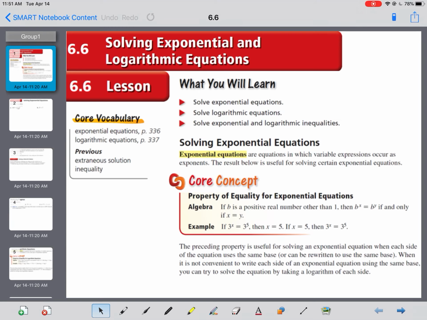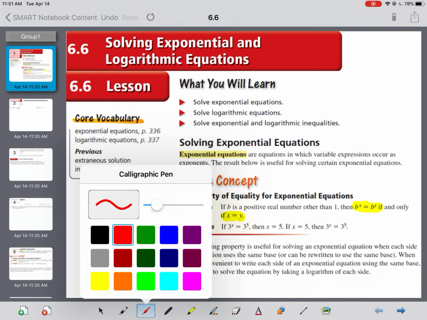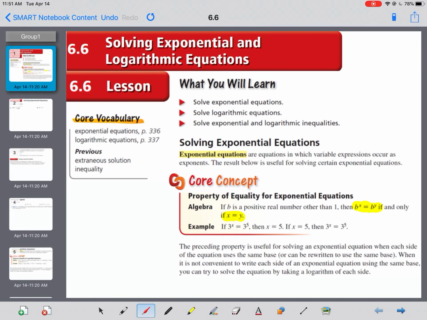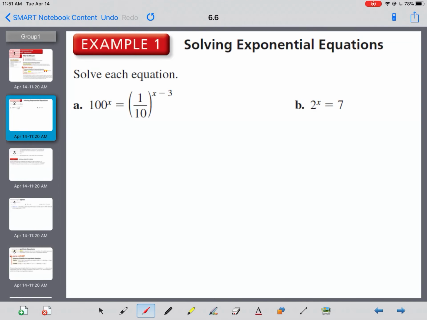each other. The first thing we need to know is the property of equality for exponential equations, which says, the important part right here, b to the x equals b to the y if and only if x equals y. What that tells us is that if we have the same base, we can just drop the bases away and set the exponents equal to each other. Whatever that base number is, whatever its exponent is, it will only be equal to the same exponent. 2 squared is only equal to 2 squared. It's not equal to 2 to the third. So they have to be equal, and you can drop the bases and just set the exponents equal to each other.